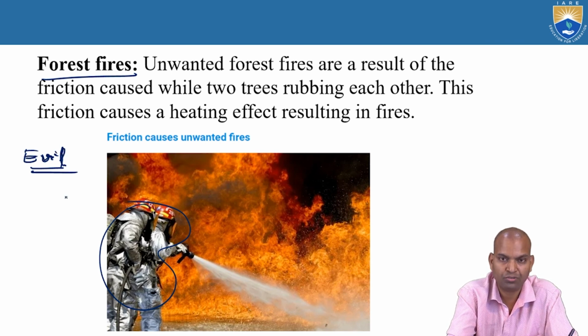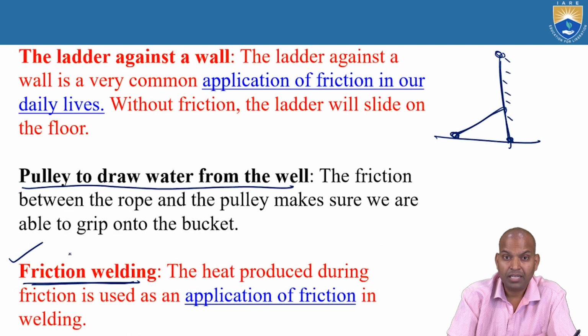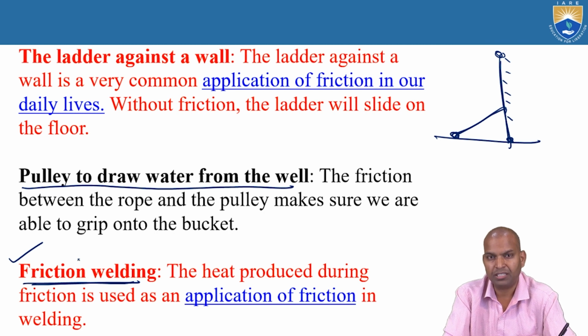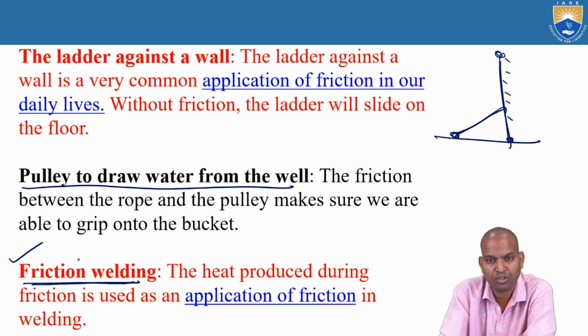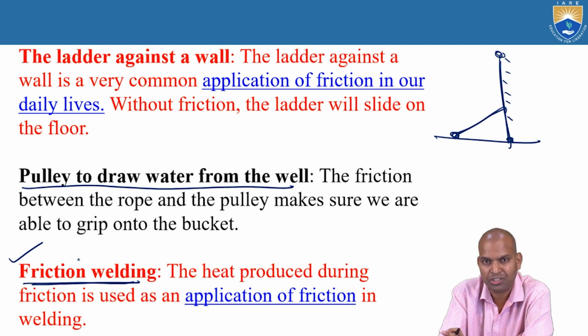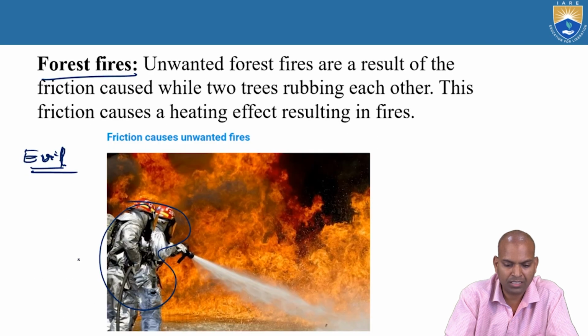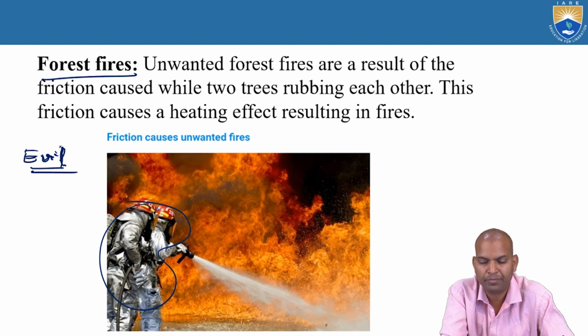And friction also, as I mentioned before, for example in friction stir welding, the heat is generated due to friction between two tools, the rotating tool and the stationary component, such that the parent component will be melted. You see how much heat generation takes place due to friction. And as I mentioned, the unwanted forest fires are a result of the friction caused while two trees rub each other.